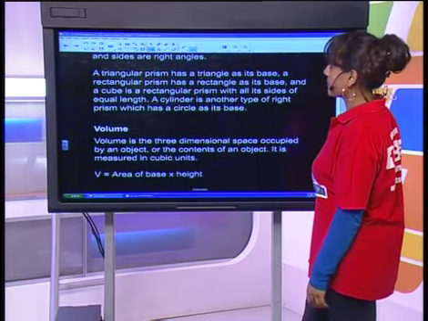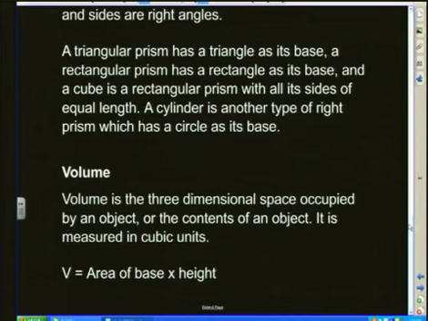as I mentioned already. Now, in a triangular prism, we have a triangle as the base, and obviously a rectangular prism will have a rectangle as its base, and a cube, most of you will recognize, it's sort of like a dice. So with a cube, it's a rectangular prism with all the sides of equal length, in other words, a square base. And a cylinder is obviously a type of right prism which has a circular base. And we'll be looking a lot at these cylinders today when we discuss volume and surface area. So this is a right prism with a circle as its base.